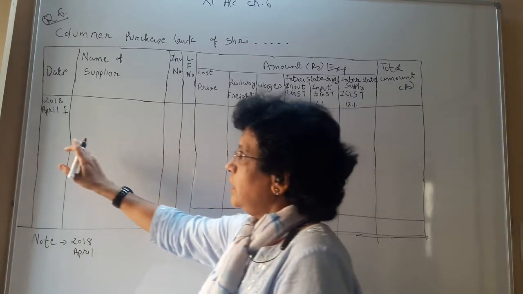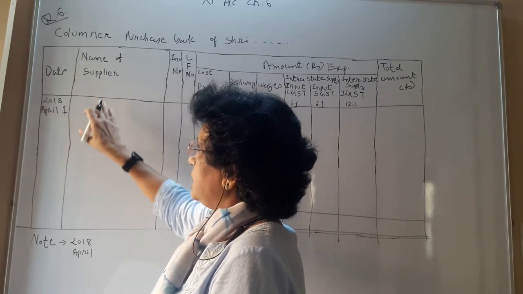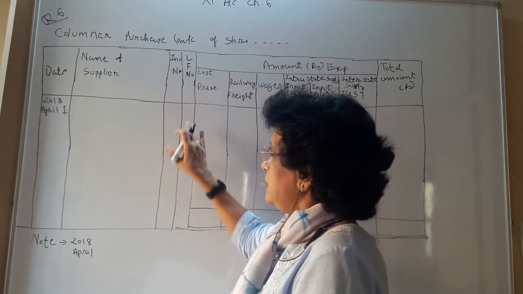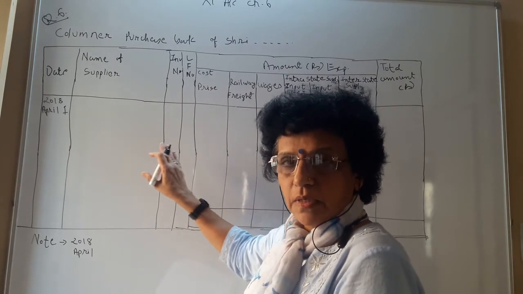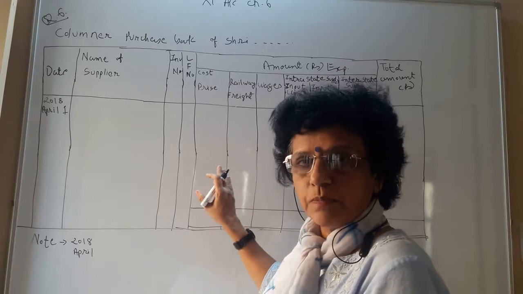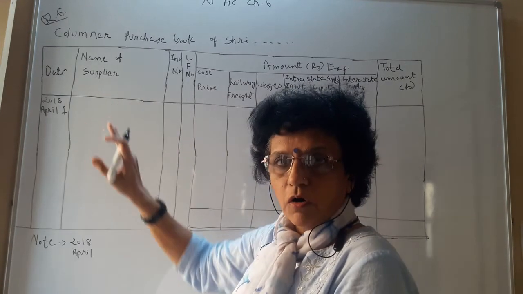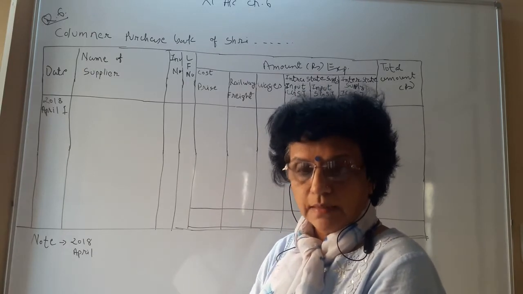The remaining columns are the same. That is the date of transaction, the name of supplier, the invoice number and the LF number. So columnar purchase book has the various columns regarding expense. That is what is explained in question number 6 of your chapter, page number 152. You will get the question.